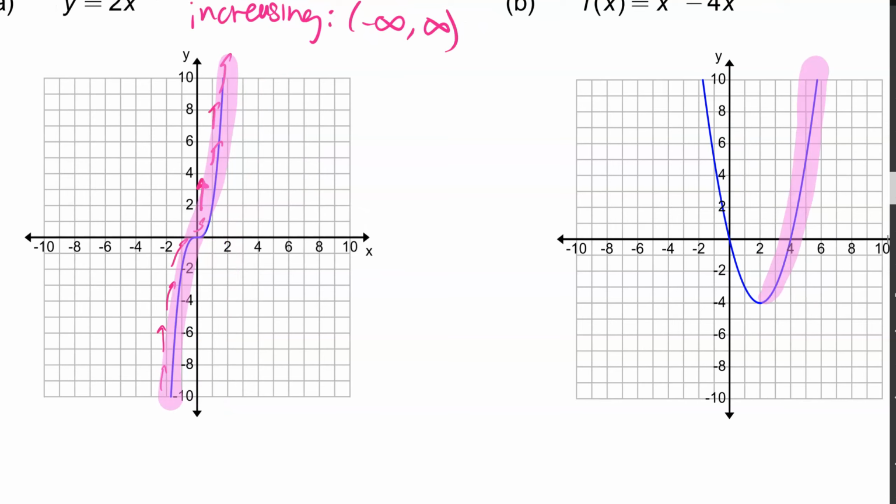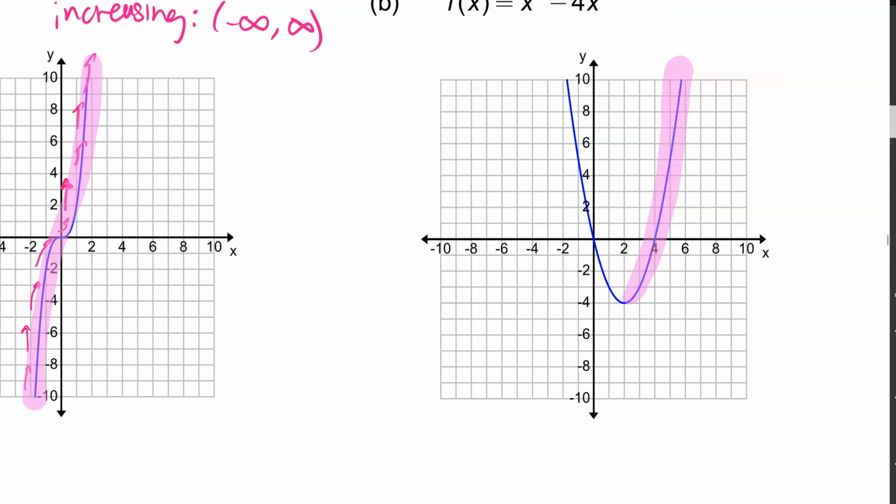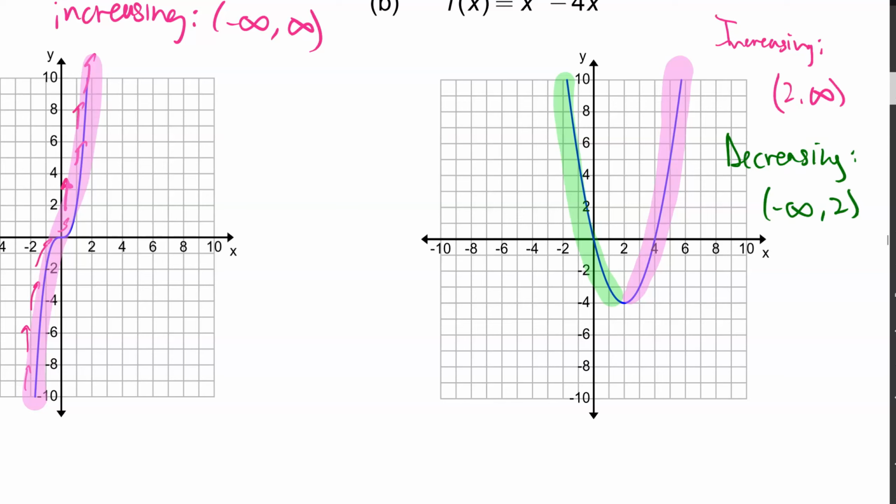Increasing from 2 to infinity. Okay. Increasing to infinity, and then we see we're going to be decreasing from negative infinity to 2. And notice that we always go smallest to biggest, left to right. So when I have a negative infinity, even if this was like a negative 2, I'd still write negative infinity on the left because it's the most negative.